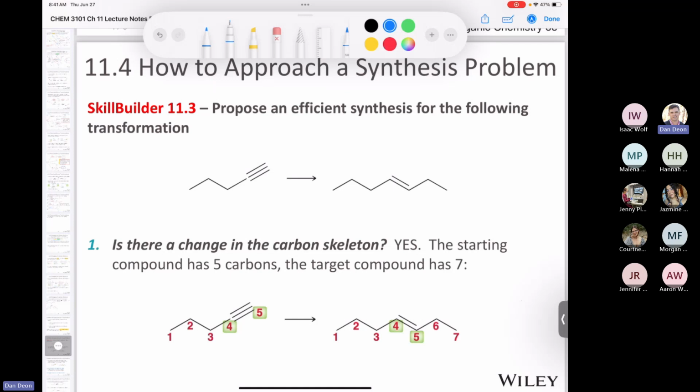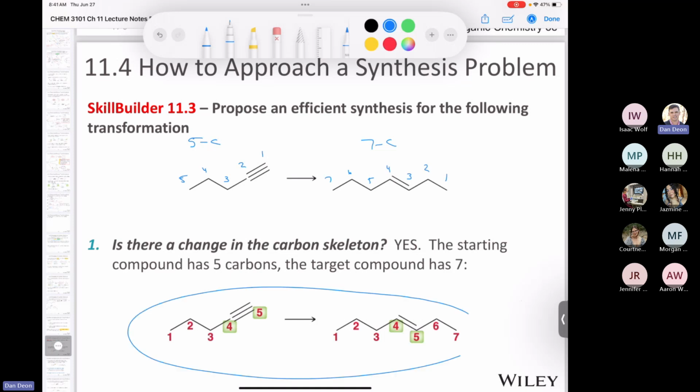So you count the carbons. You have 1, 2, 3, 4, 5. We're really taking the Klein approach here. So 5 carbons. And then we have 1, 2, 3, 4, 5, 6, 7. So we're adding 2 carbons. So we go from 5 carbons to 7 carbons. Okay, so that's the way he does it. He just always starts with this counting thing.